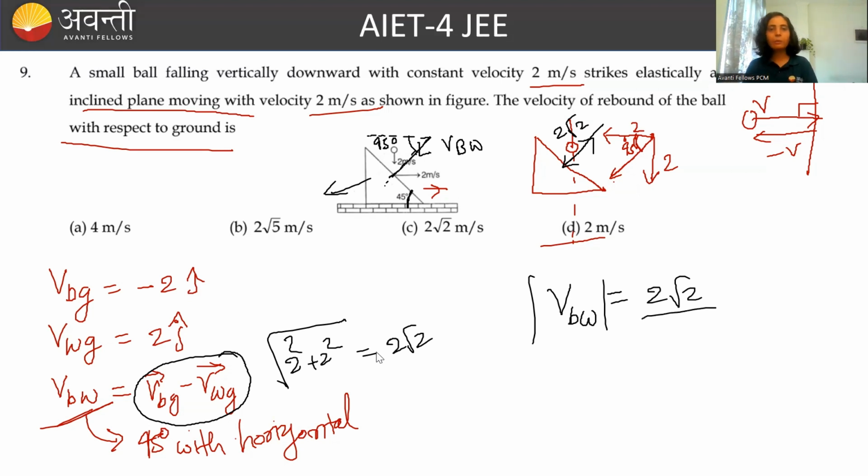So this is this. But in the question, what is asked? Velocity of rebound of the ball with respect to the ground. And this answer we are getting with respect to the wedge. Now, we can calculate the velocity of rebound of the ball with respect to the ground. Velocity of rebound of the ball with respect to the wedge is how much? 2 root 2. And the velocity of the wedge with respect to the ground is how much?